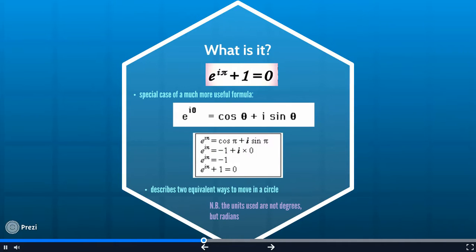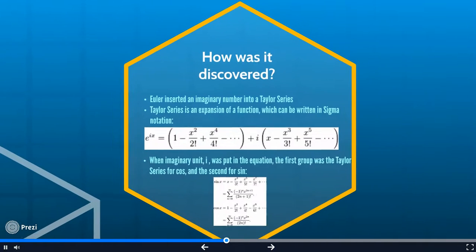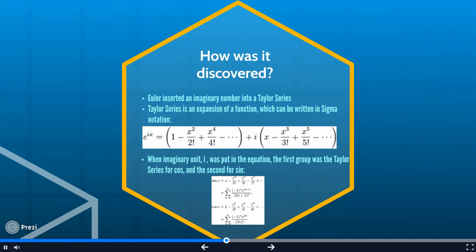And although it may seem daunting and baffling at first, it really just describes two equivalent ways to move in a circle. But something to remember is that the units are not in degrees, but in radians. So how could this have been discovered? The concept of imaginary numbers was an area of math which was very interesting to people in Euler's time. So Euler decided to insert the imaginary unit into a Taylor series.